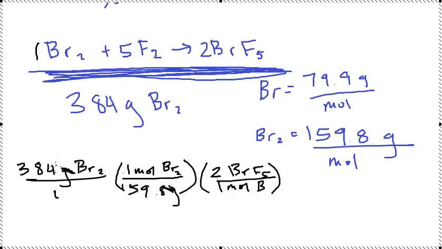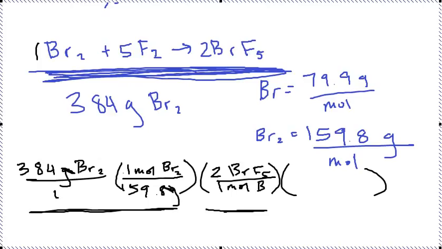So now what we did was, for the first step, we converted how many moles of bromine we're dealing with. Then the second step, after I figure out how many moles we're dealing with, how many moles of bromine fluoride am I going to get? Then after you do that, you can say, okay, now that I know how many moles of bromine fluoride I'm going to deal with, I need to convert that into the number of grams, because that's what the question is asking. What's the number of grams of bromine fluoride?